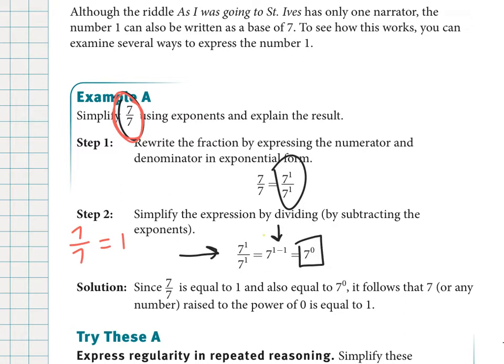So we just showed, going through these steps, that 7 to the 0 power, or basically anything to the 0 power, is going to equal 1. That's going to be another rule we'll add to the mix. Anything to the 0 power, no matter what the base is, will always equal 1. We showed that a little bit on the first page with the pattern, and we can see it as well based on subtracting exponents.